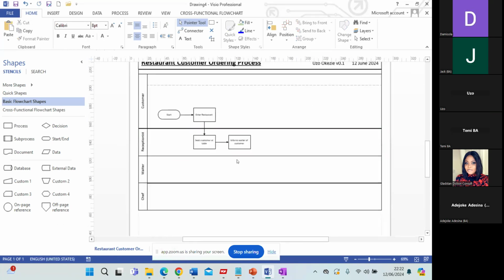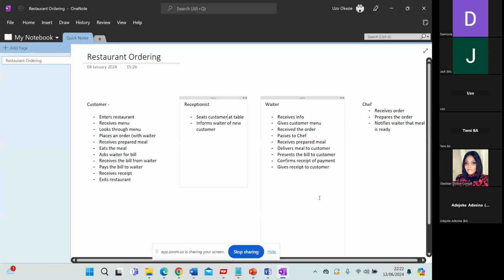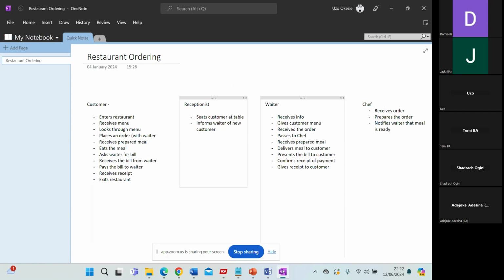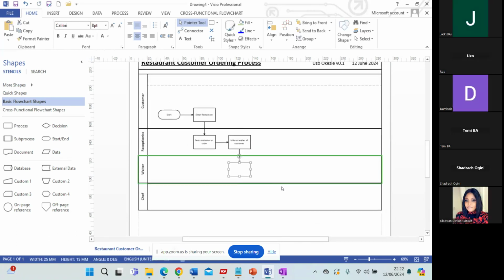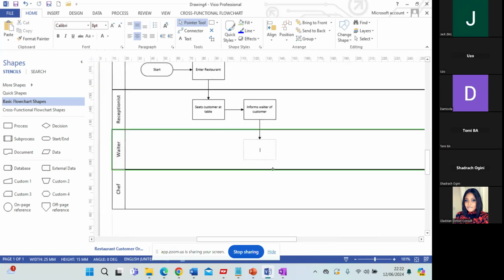So who has the next activity? Waiter. Okay, and what is the next activity? Receives information. Awesome. So because the receptionist informs the waiter, you create a task box on the waiter swim lane, because the next activity belongs to the waiter. So we said it receives info of new customer.